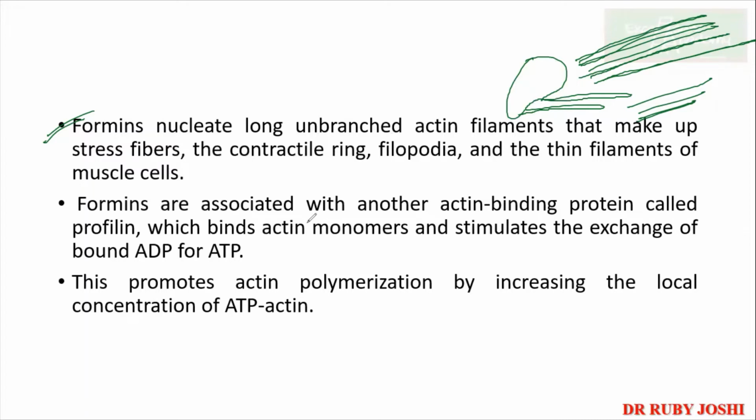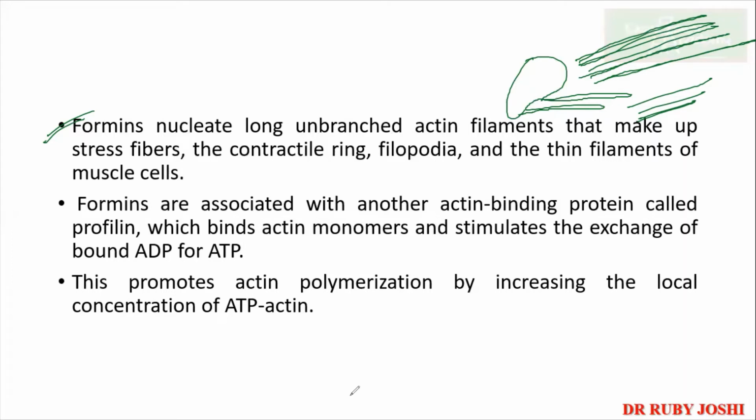So just now we saw that in order to start adding the G actin, G bound ATP actin at the plus end, there is an exchange happening, right? ADP is getting exchanged with the ATP. Now that exchange is done by the profilin. Okay, so it means what? Profilin is helping in the polymerization, by increasing the concentration of your ATP bound actin.